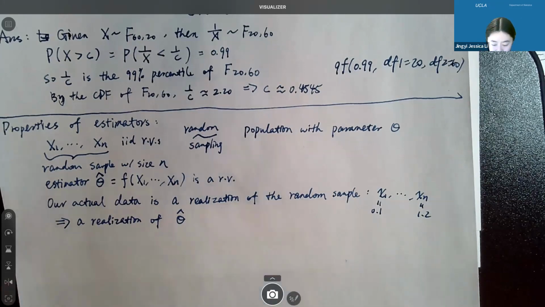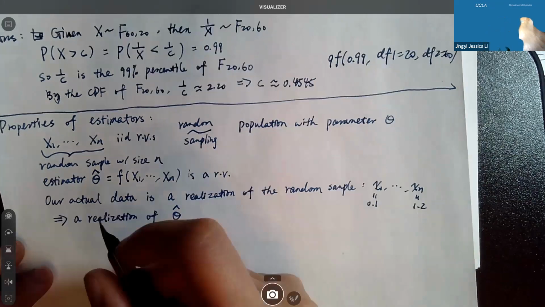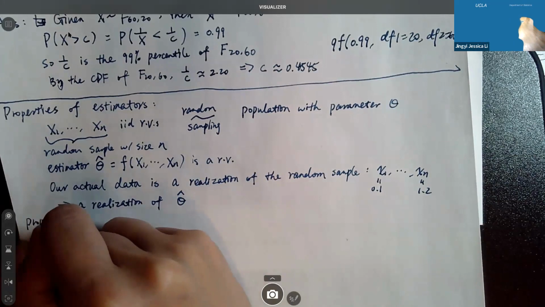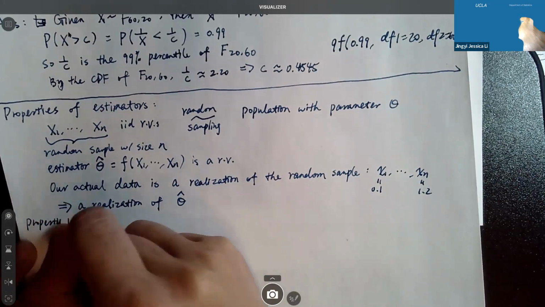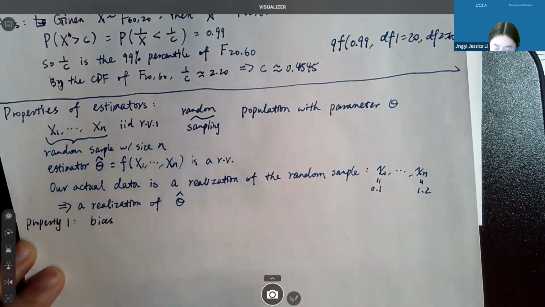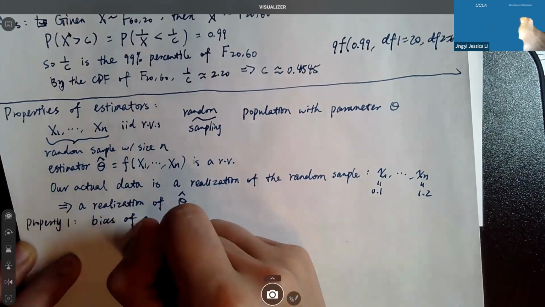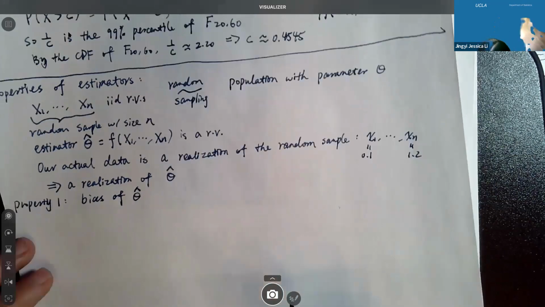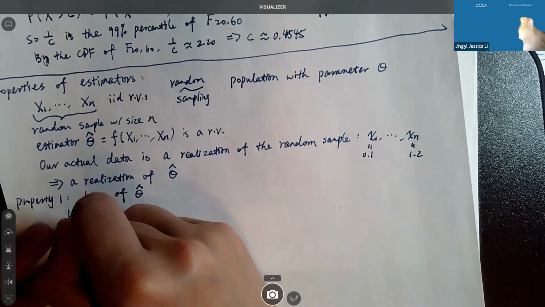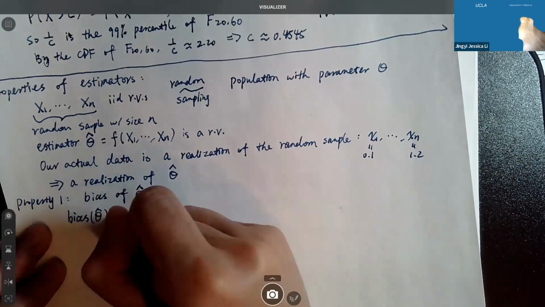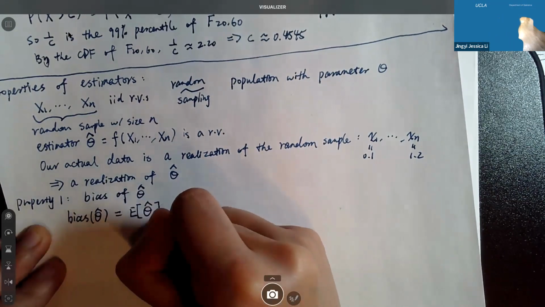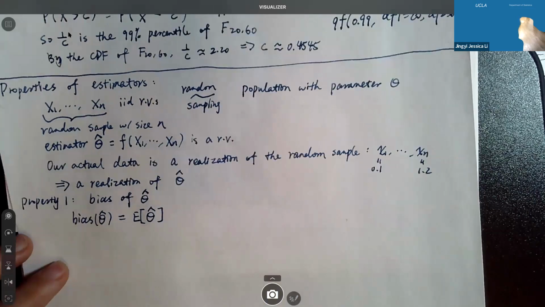define something as a very important property. The property one is called a bias, okay? The bias of an estimator. How do we define it? It's actually defined as the difference between the expectation of the estimator and the true parameter.